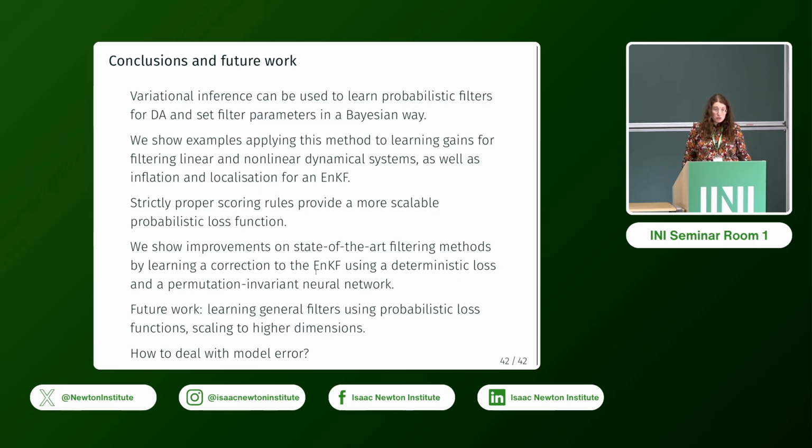And then a more general question is how to deal with model errors. So in the whole presentation, we assumed essentially that we knew the forecast model. Of course, in practice, the forecast model itself is not known exactly, which is really similar to this issue of a misspecified prior. So I think there are questions there.